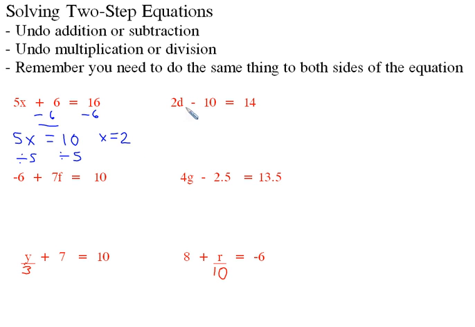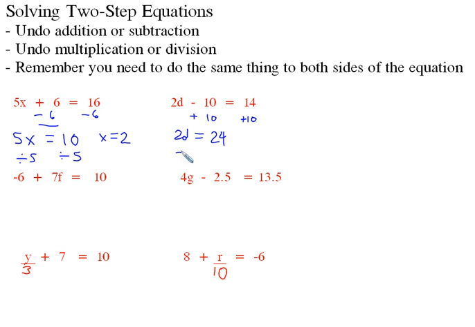And same sort of thing here. To get rid of this, what do we do? Just like we did before, we add 10 to both sides. When we add 10, this cancels out. We're left with 2d is equal to 14 plus 10, which is 24.